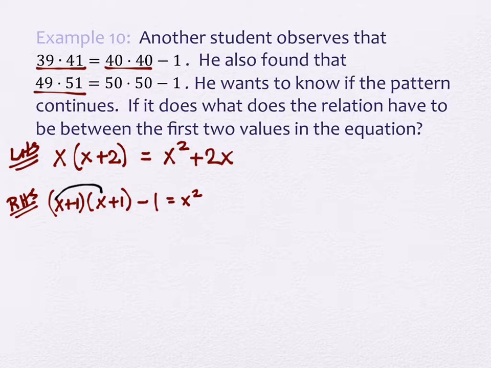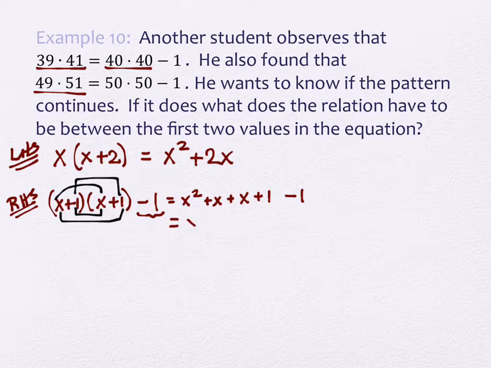That's the first terms. The outer terms, x times 1 is x. The inner terms, 1 times x is x. And then the last terms, 1 times 1 is 1. Okay, so hang on. I had an x and then I needed a 1. There we go. Too much going on. And then I had this other minus 1 out here at the end.